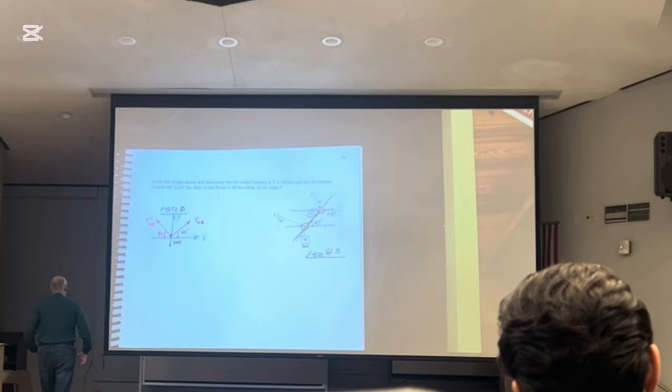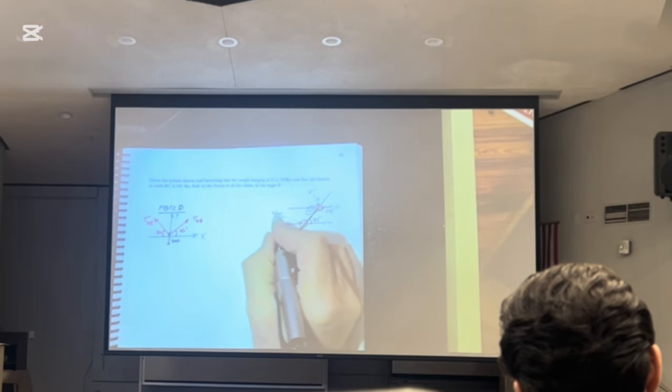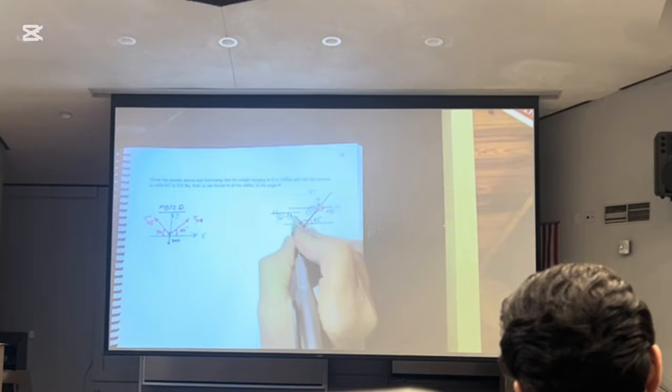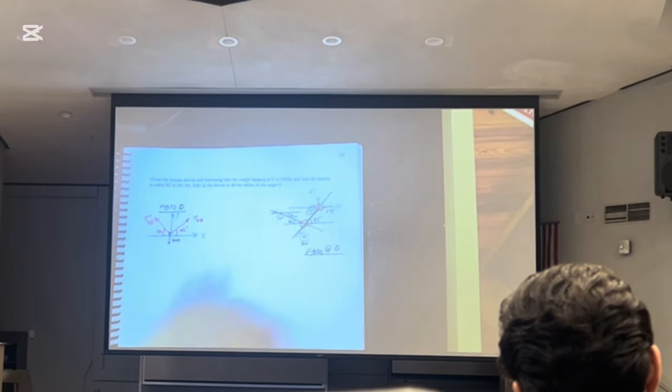Same thing with the other one. If that's 60 here, that has to be 30. If that's the transversal, that has to be 30 because of alternate interior angles.